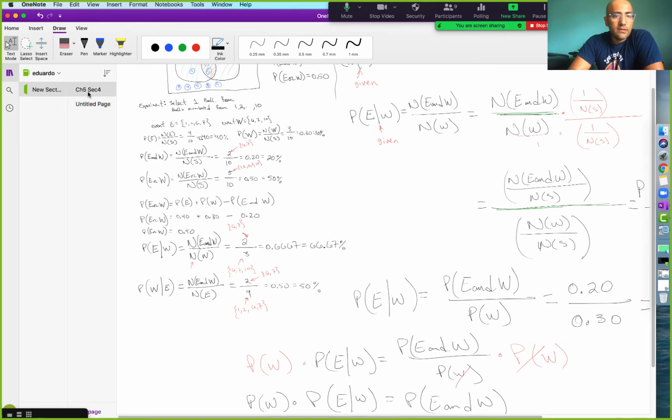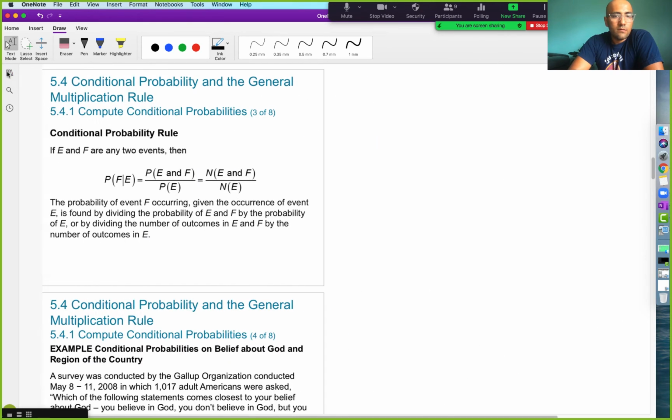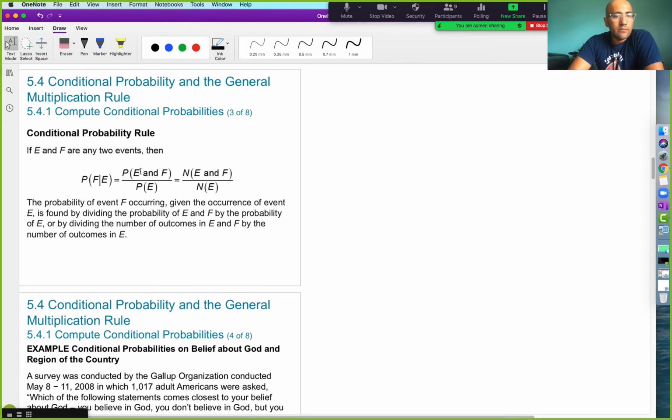All right, let's get back to this thing then. And that's where this definition comes from. The probability of F given E is equal to the probability of E and F divided by the probability of E, which is equivalent to the number of ways that E and F can occur divided by the number of ways that E can occur.